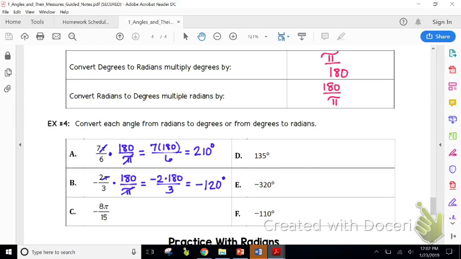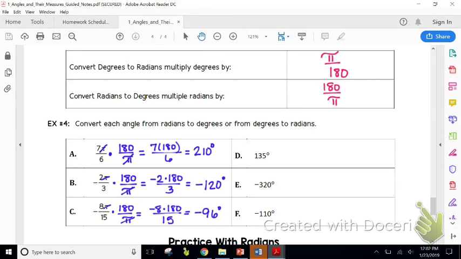And the last one, we're going to convert, again, it's going from radians to degrees, so we're going to multiply by the 180 over pi. My pi's will cancel. And so we get negative 96 degrees.